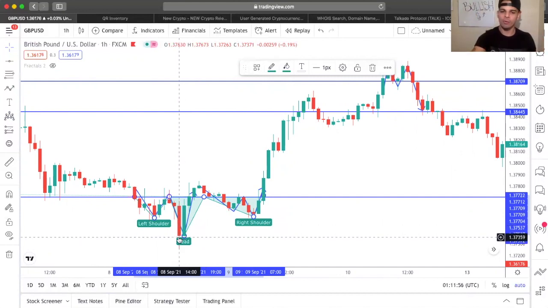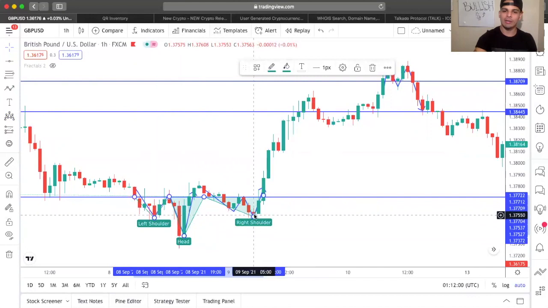So the head is lower in this case if it's an inverted head and shoulders, and the shoulders should be about equal. And as you can see, these shoulders are equal. So when you see the first shoulder form and then the head form, and then it comes around to the height of the first shoulder, that's where you would be looking to enter the trade. If it's an inverted head and shoulders, you're looking to enter into bullish movement, into buys, into longs.